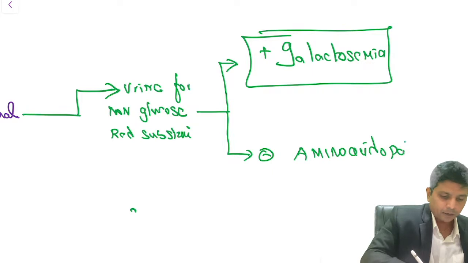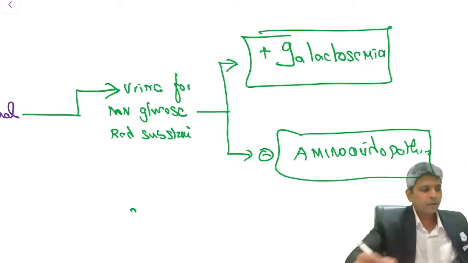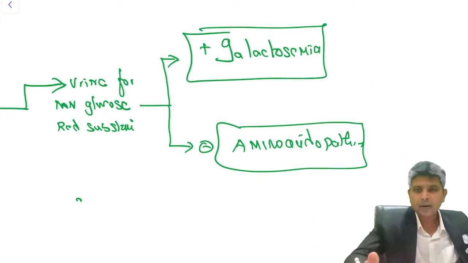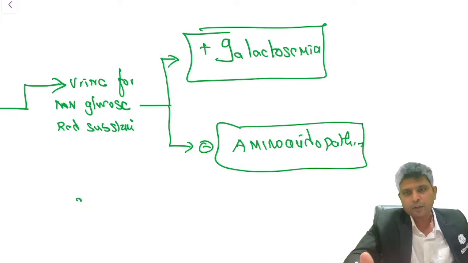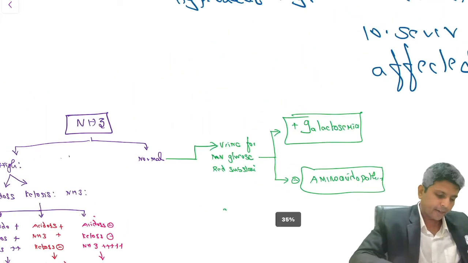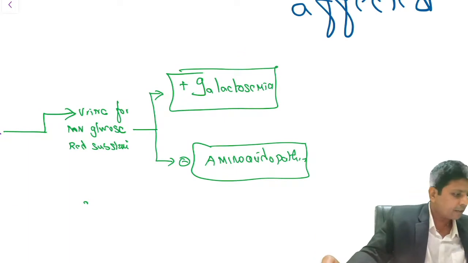If absent, I will think in terms of aminoacidopathies. What are all the aminoacidopathies? The aminoacidopathies are your phenylketonuria, tyrosinemia, all those things. Is it okay, my dear boys and girls?